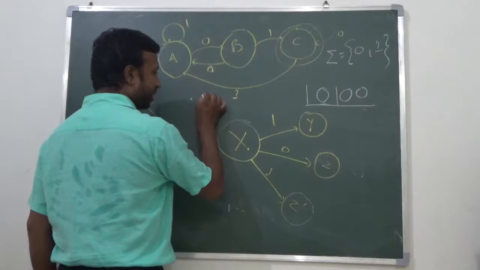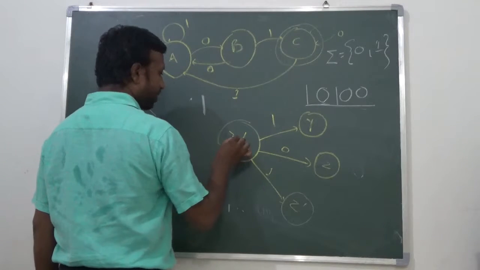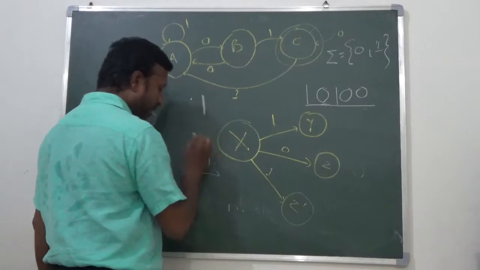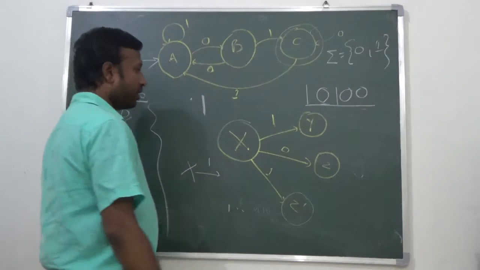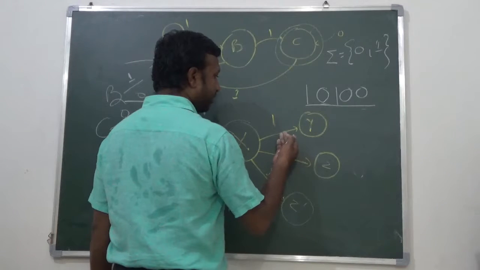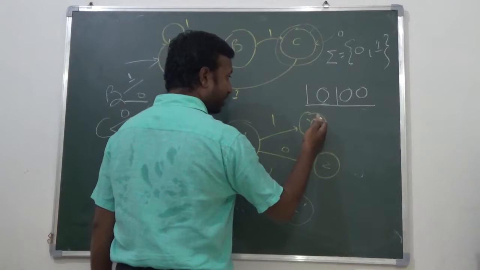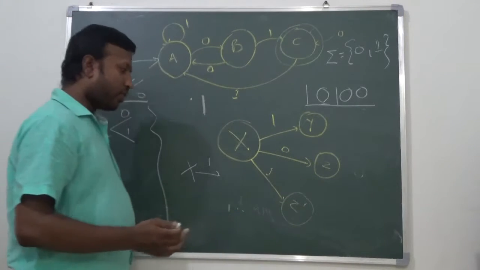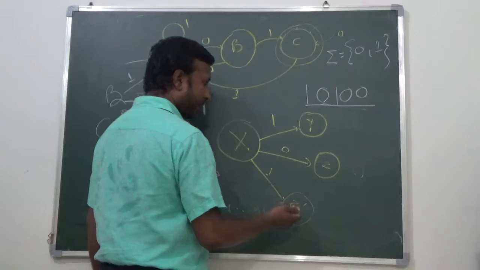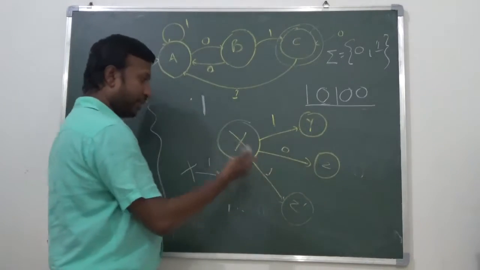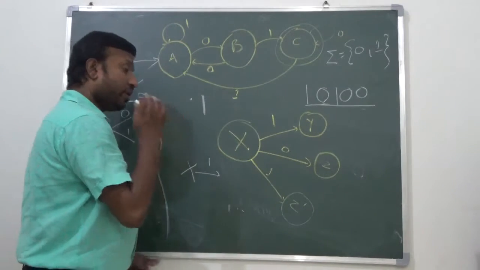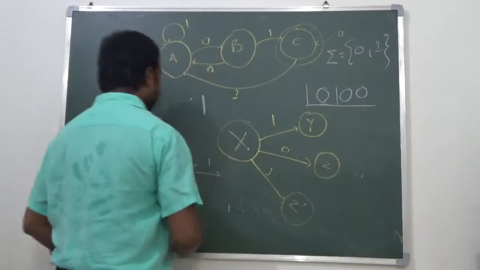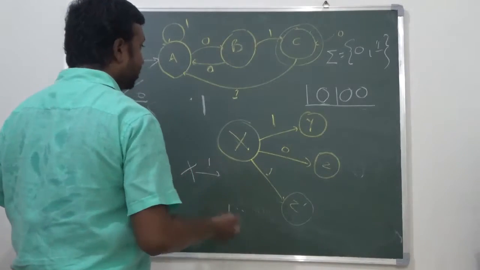Let us say the input is 1. From X, if we need to process a 1, then there is a confusion. What is the confusion? Whether we will go to state Y or to state Z dash, where are we going? There is a confusion. If there is a confusion, then this kind of machine is called a non-deterministic machine.